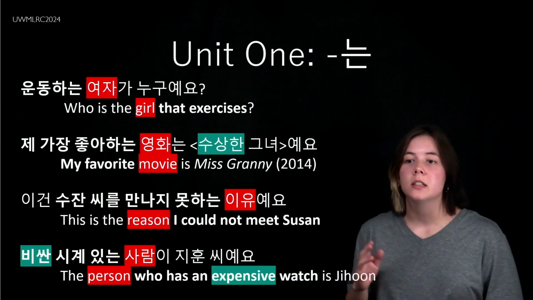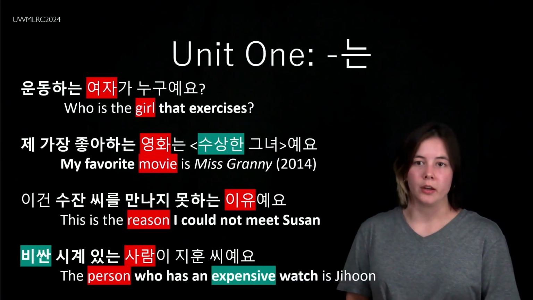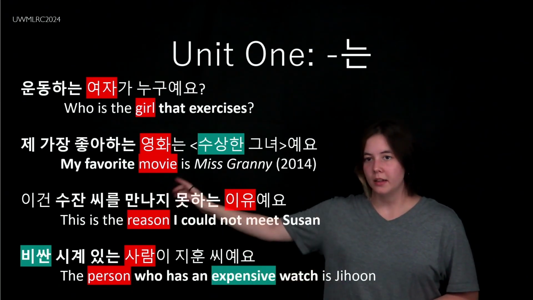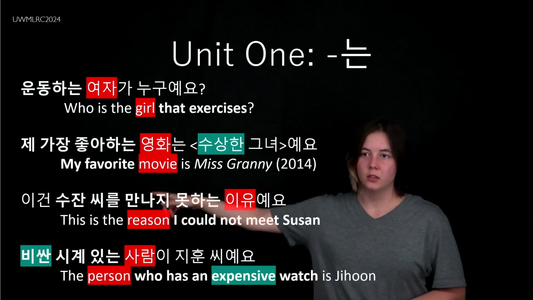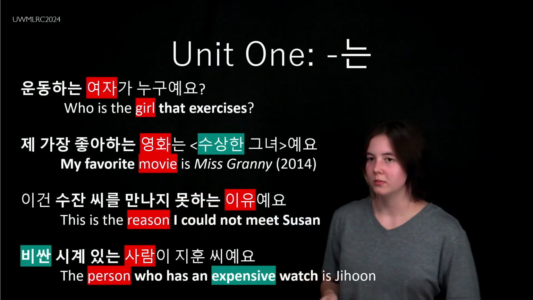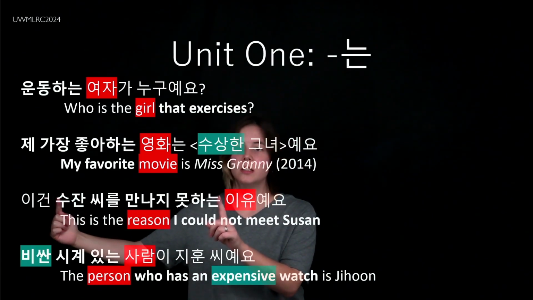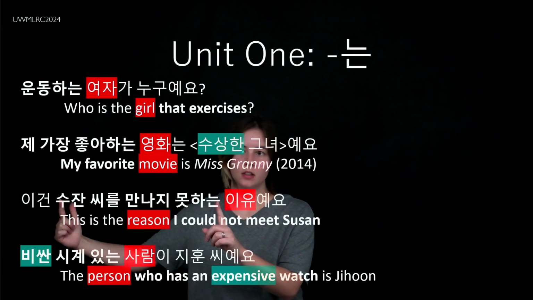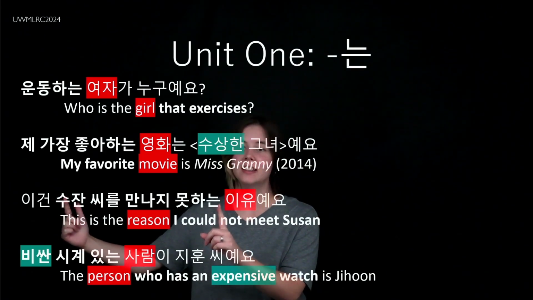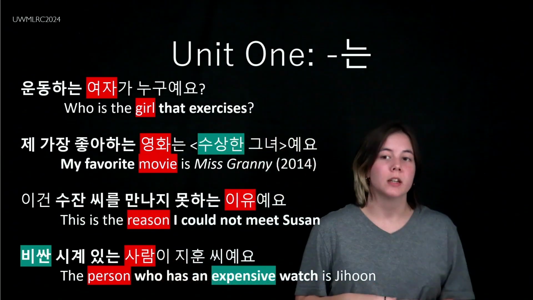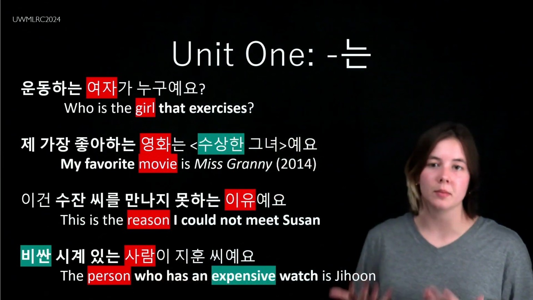이것은 수잔 씨를 만나지 못하는 이유예요. This is the reason that I could not meet Susan. Let's see. I'm going to get covered up, but this phrase right here, 수잔 씨를 만나지 못하는, is the whole modifying phrase. This whole thing. So they can be long, they can be even longer, okay? So this whole thing. 이건 수잔 씨를 만나지 못하는 이유예요. This is a reason I could not meet Susan.